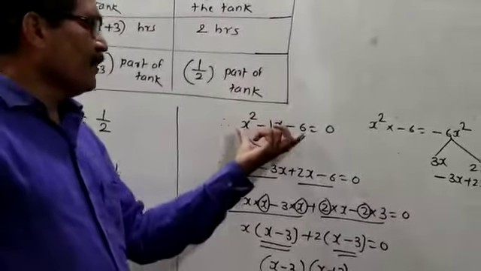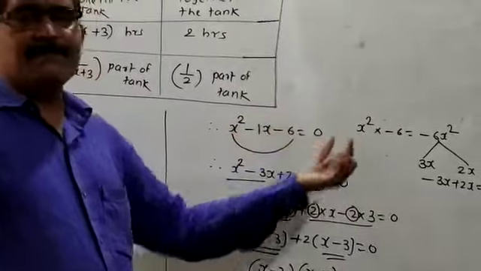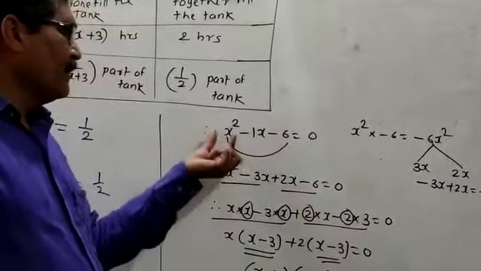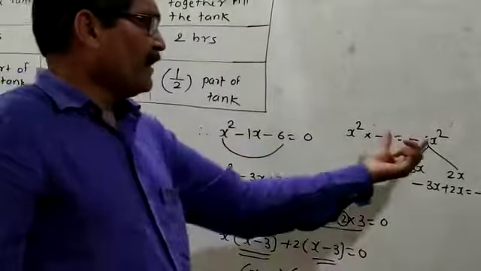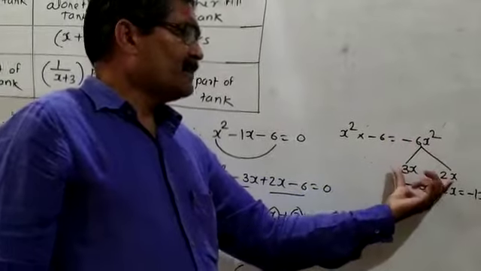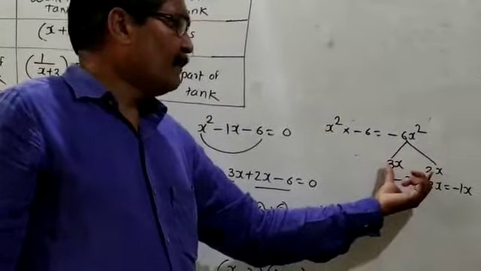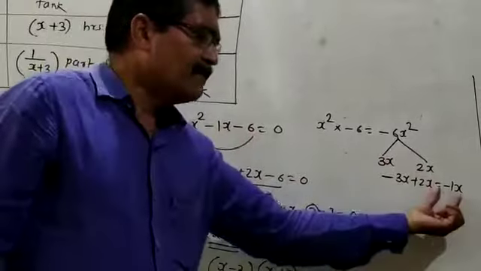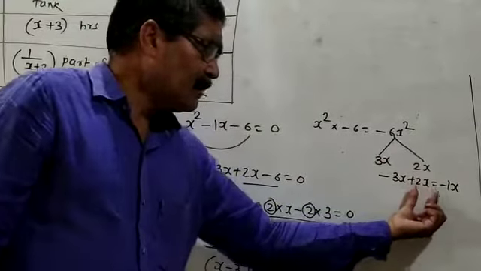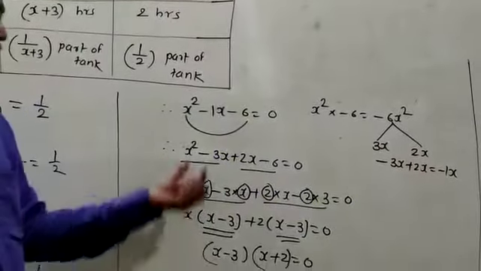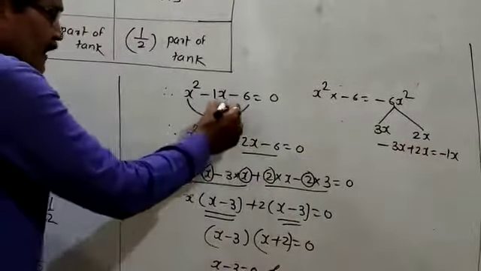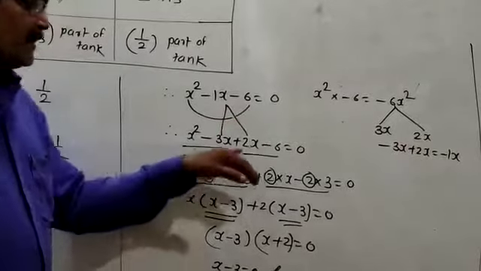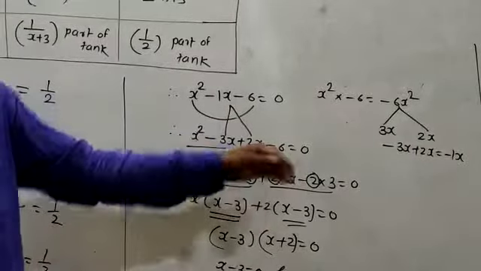Then you have to do the product of the first term and the last term. By the factorization method you have to solve. Then x square multiplied by minus 6 is equal to minus 6x square. Factorize this minus 6x square such that the sum of the factors comes to the middle term. Middle term is minus 1x. Then minus 3x plus 2x is equal to minus 1x. So x square as it is you have to write. Minus 1x you have to write in the form minus 3x plus 2x minus 6.